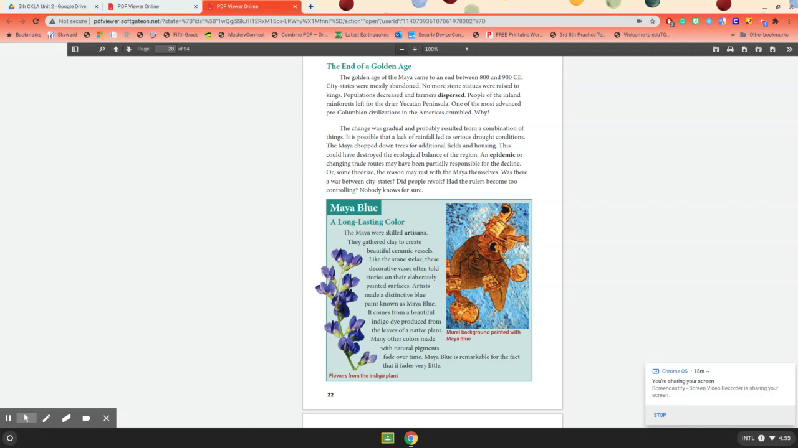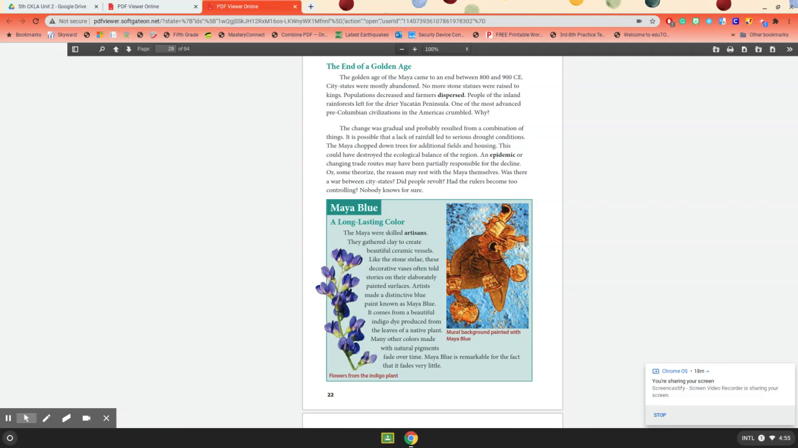Maya blue. So you're going to have to look at the picture for this one. The Maya were skilled artisans. They gathered clay and created beautiful ceramic vessels. Like the stone seals, these decorative vases often told stories on their elaborate painting surfaces. Artists made distinctive blue known as the Maya blue. It comes from a beautiful indigo dye produced from the leaves of a native plant.